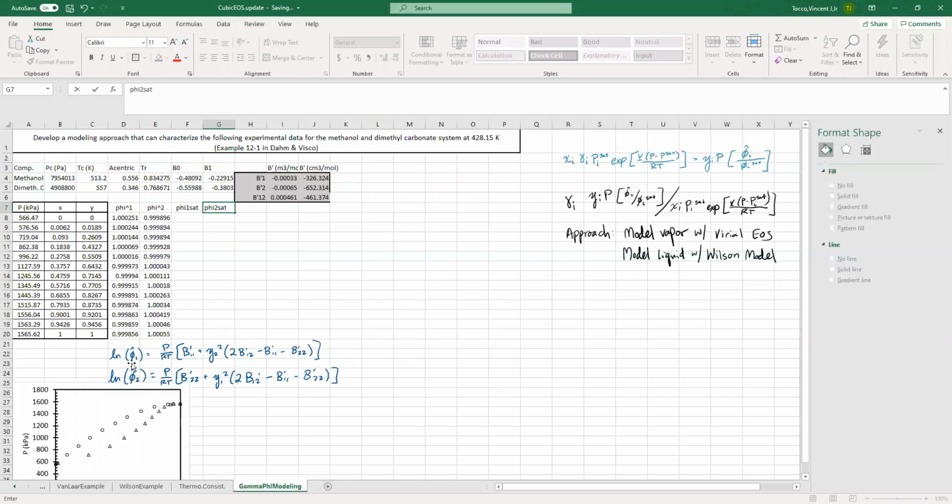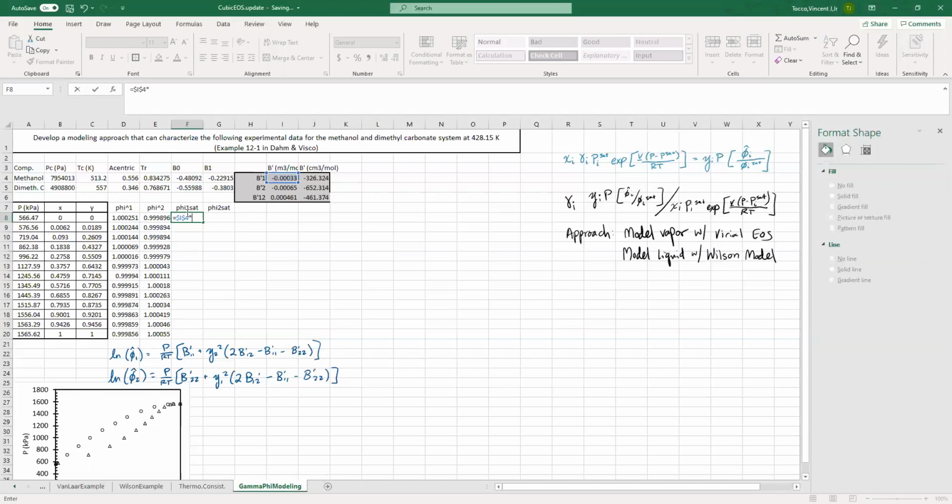And I also have to remember that at saturation, I have to use the saturation pressure. So phi 2 sat is going to be B prime times P sat divided by RT. So B1 times P sat.